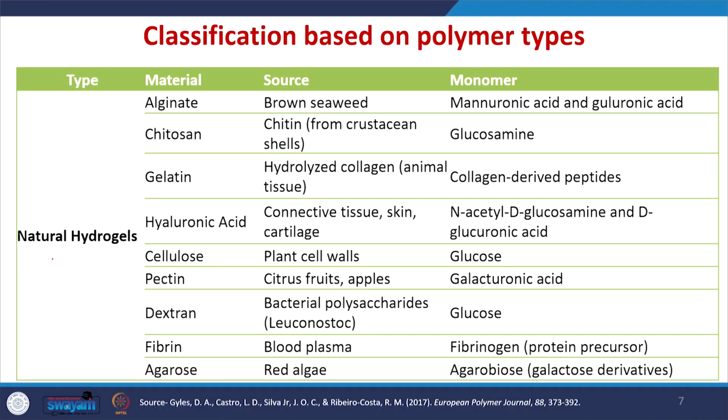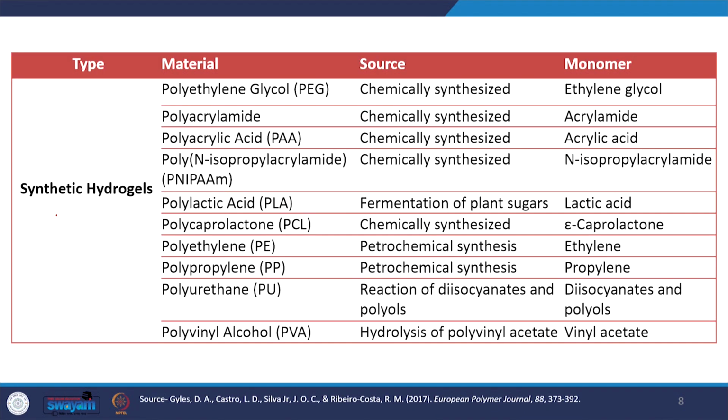Let us see some of the examples of classification based on polymer type. Based on natural polymers, we can classify natural hydrogels. Some of the examples are alginate, chitosan and gelatin. And under the synthetic hydrogel, PEG, that is polyethylene glycol, PVA, that is polyvinyl alcohol, and polyacrylamide. These are some of the examples of synthetic hydrogel polymers. Let us see how we can classify hydrogel based on cross-linking.